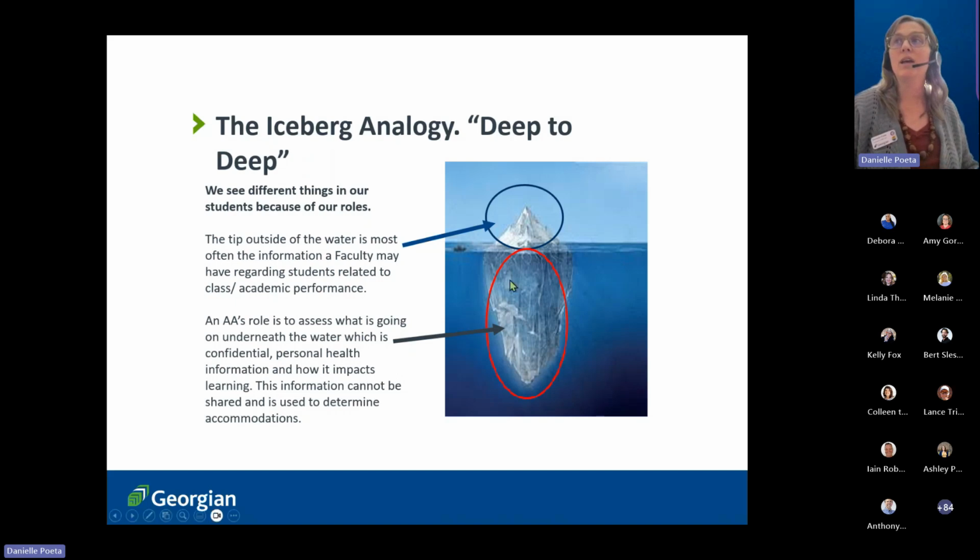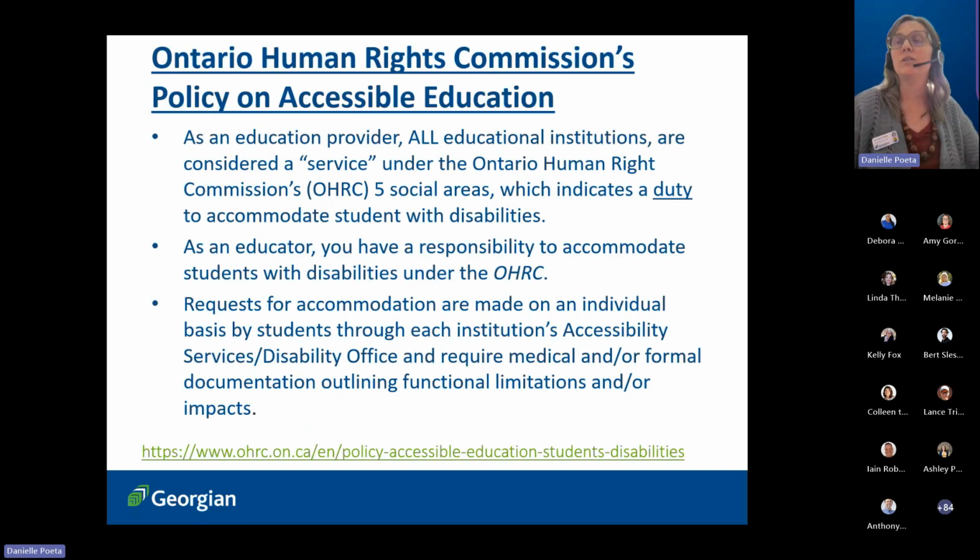And then when we're looking at accessibility advisors, we might be looking at all this area beneath that surface. So we may get that snapshot that faculty provide to us that students tell us about in their classroom. But then we are discussing what's going on underneath that water. So that might be confidential personal health information, how it impacts the learning. And this information cannot be shared and is there to support and determine academic accommodations.